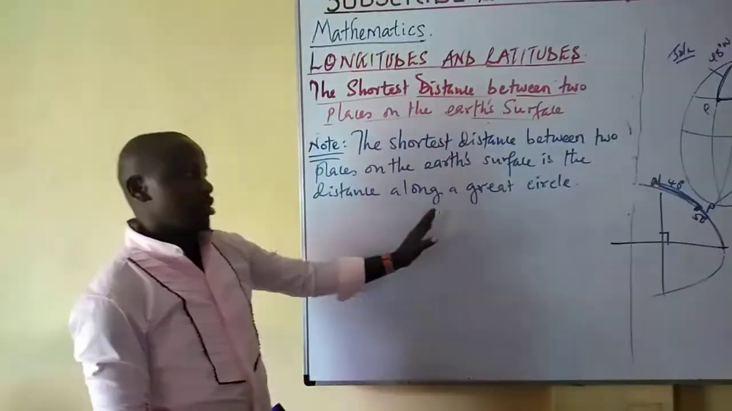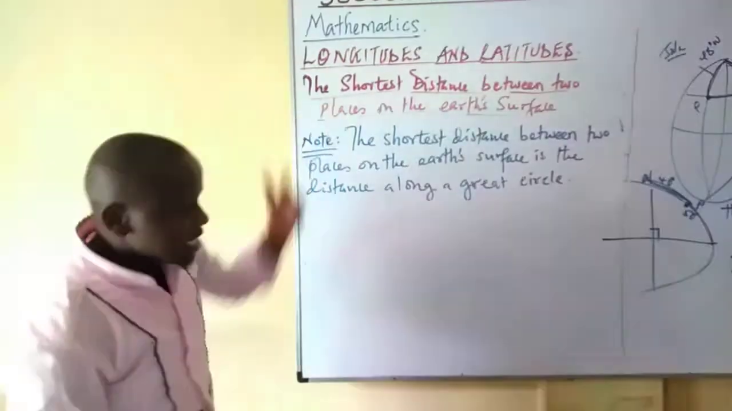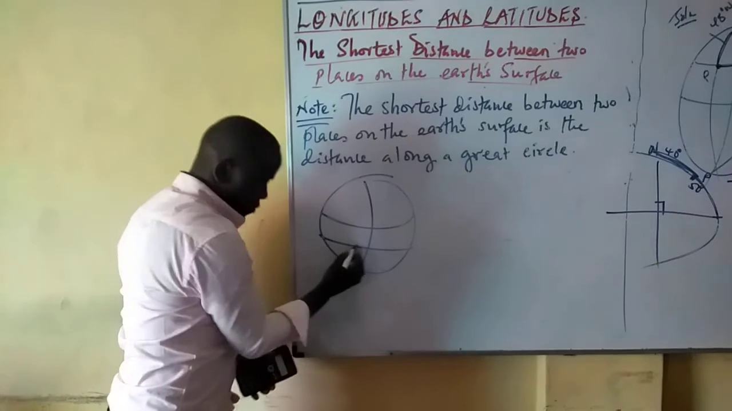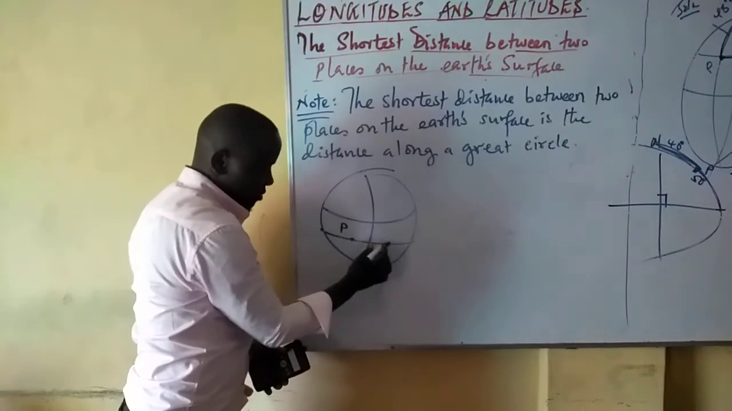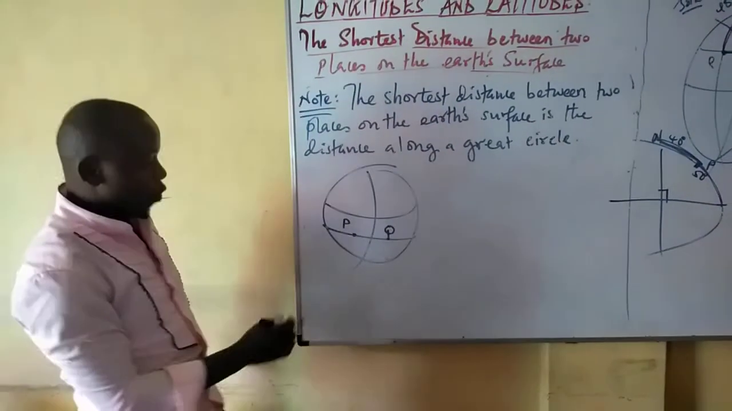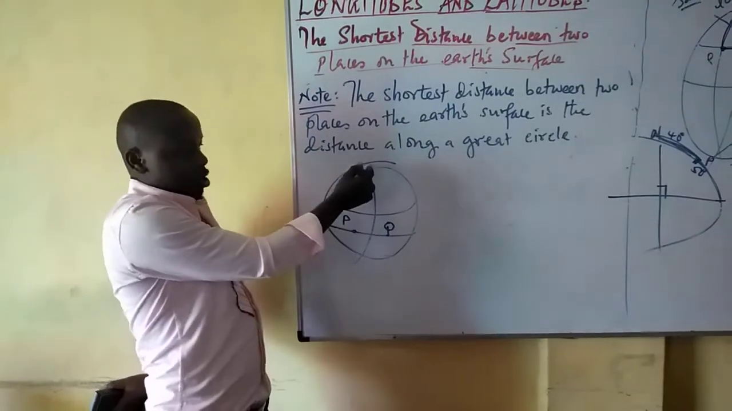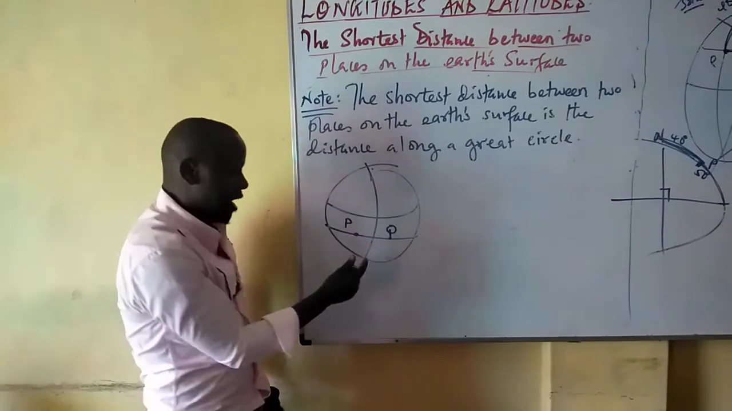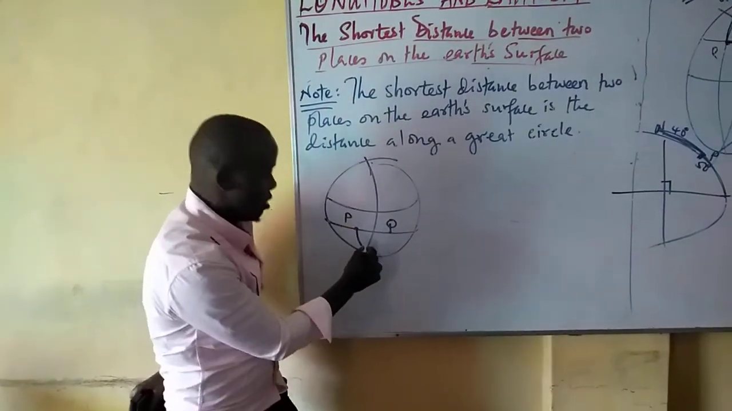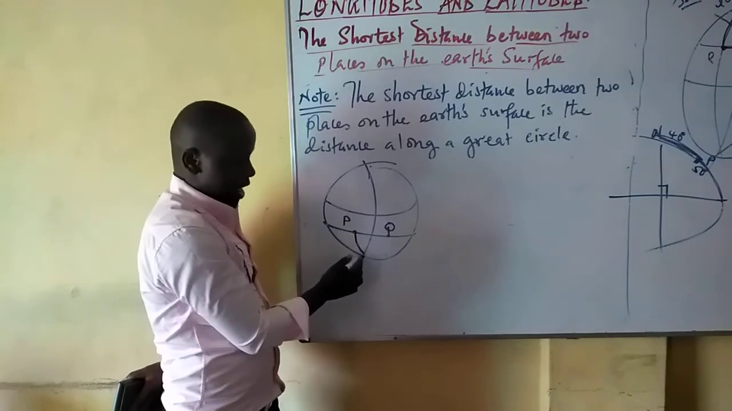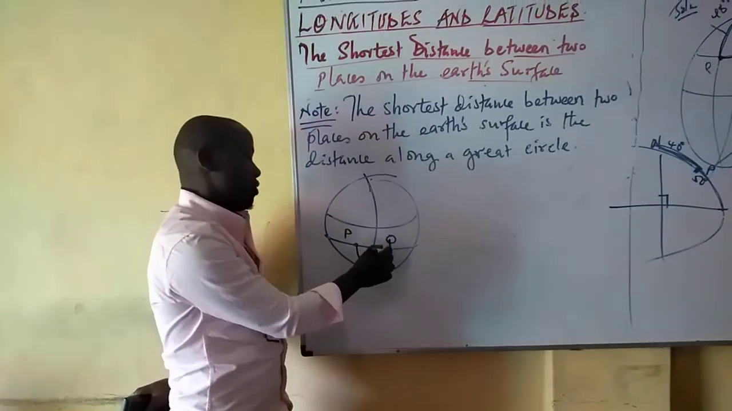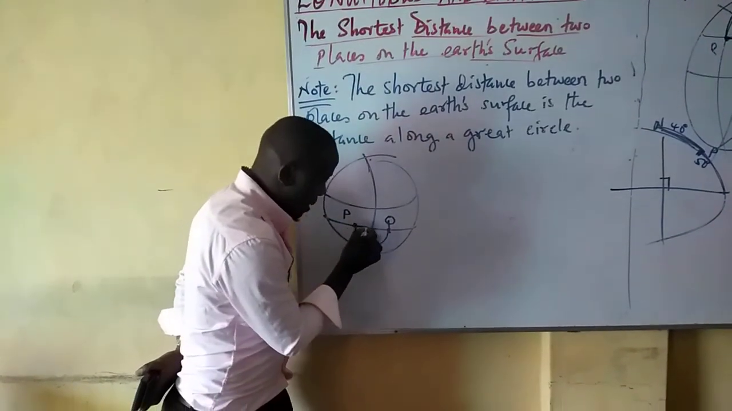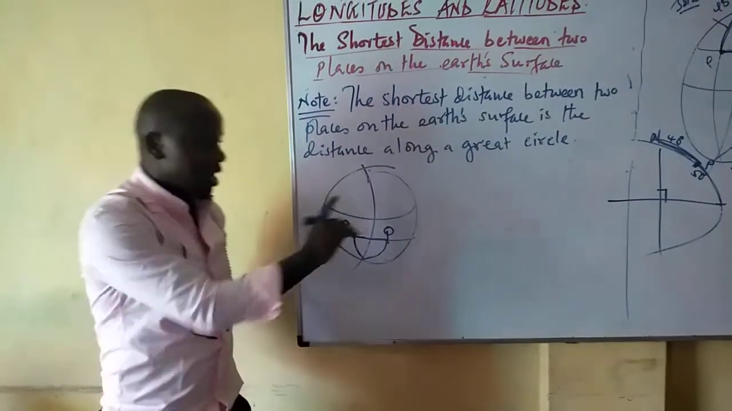So, if you have two places on the Earth's surface, if they are in the southern hemisphere, again you consider the South Pole. If two places are here, P and Q, you won't consider the distance from P to the North Pole, then down to Q. Now, because they are in the southern hemisphere, you consider the South Pole. From P to the South Pole, then again up to Q. That is shorter than when you compare from P along the parallel latitude to Q. It will be a long distance.